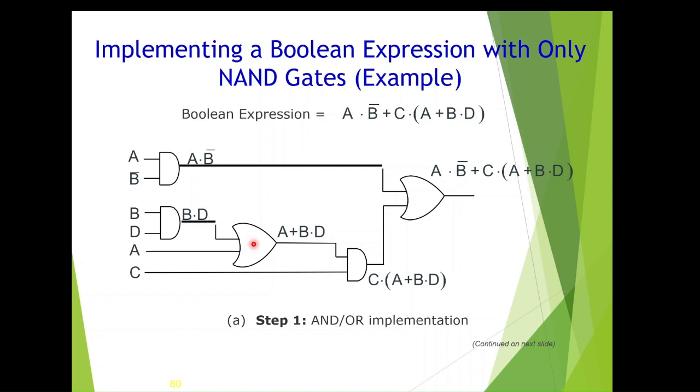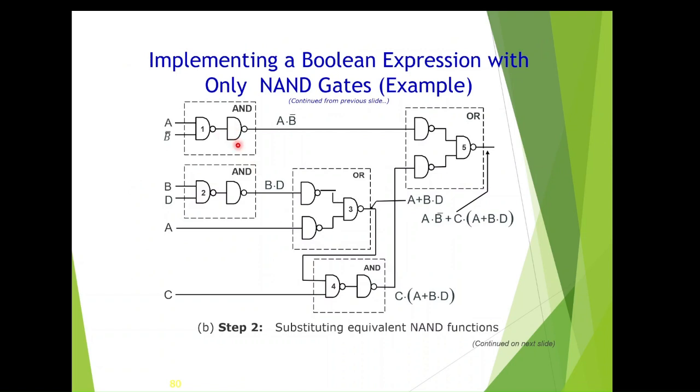Similarly, bubbled OR is NAND. So we have to put bubbles on the input side of the OR gate. That's how we are converting all the gates to NAND. So this is the step.